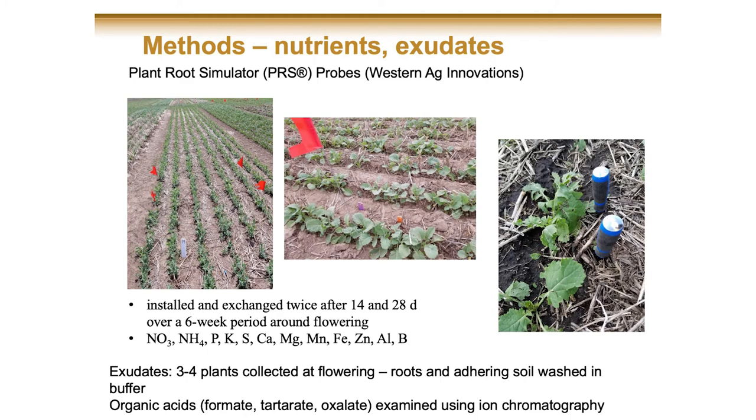Okay, so in terms of how we're doing this, we're looking at the nutrients and exudates in particular. So to look at the soil nutrients that are flowing through around the time of flowering that are available to the root systems, we use these plant root simulator probes that are commercially available. And essentially we took the plots and we installed these root simulator probes immediately adjacent to the plants, and they contain these exchange membranes.